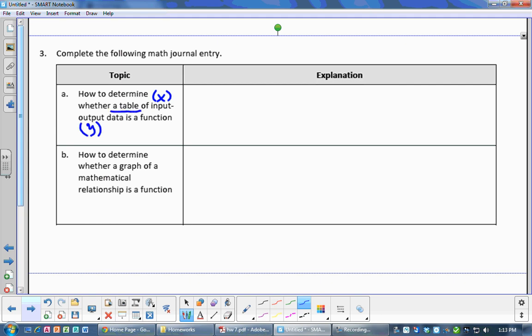On B, you are to explain in your own words how you were able to determine whether a graph that was given to you was a function. Remember, we used the vertical line test. So once you have answered these 2 questions and finished the front of the worksheet, please make sure you turn it in to your teacher by Friday.